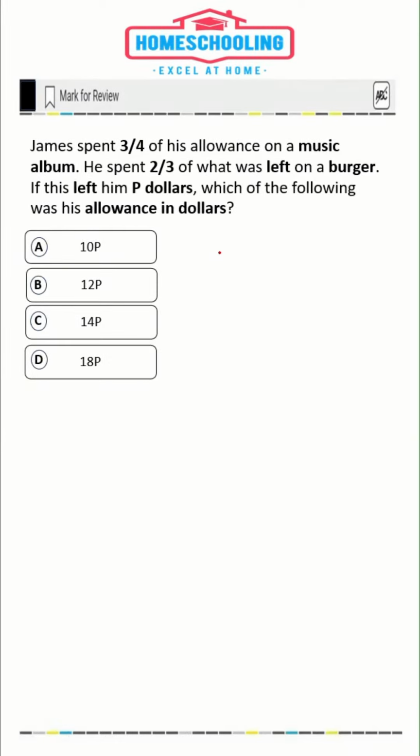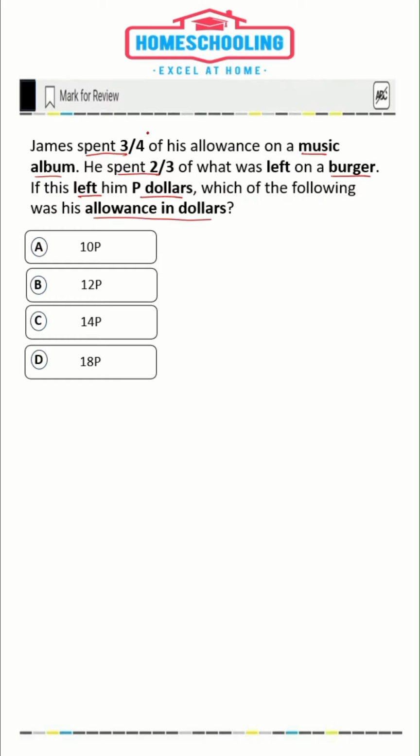This question was asked a few years back in the SAT examination. James spent 3/4 of his allowance on a music album. He spent 2/3 of what was left on a burger. If this left him with $P, which of the following was his allowance in dollars?